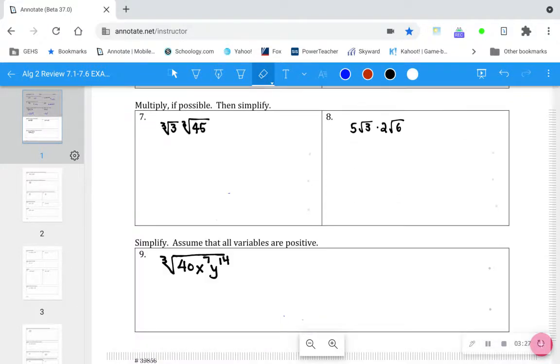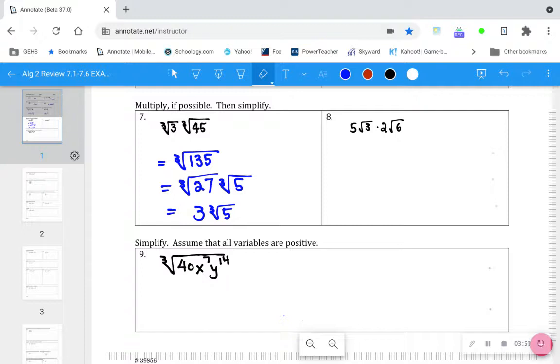Okay, example 7, we've got 2 cube roots, and neither one of them is a perfect cube. So you start by putting it back together again, 3 times 45, and then split it up the proper way, 27 being a perfect cube, and then you simplify the front there. Cube root of 27 is 3.